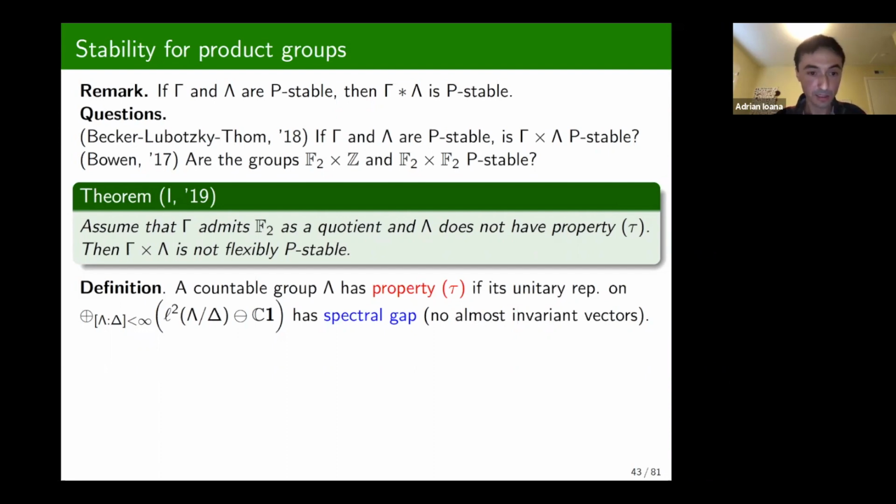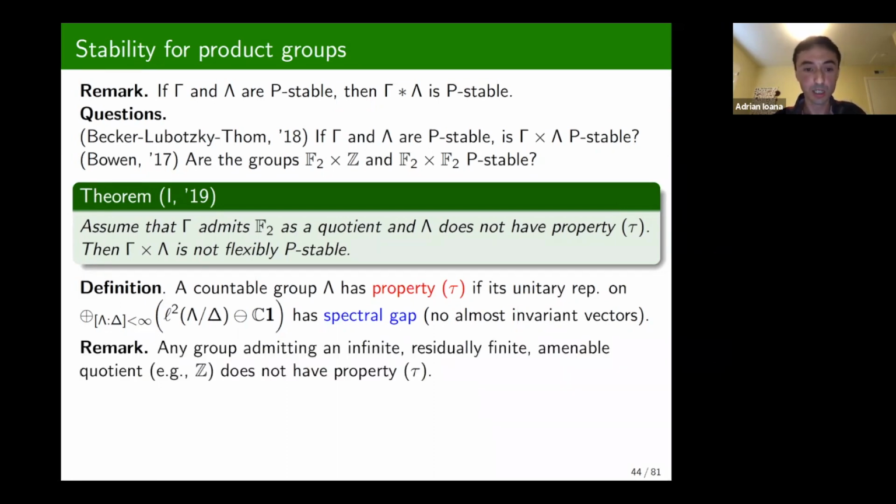I won't go more into property tau, there's a lot known about it, but the only thing I want to mention here is that any group that admits an infinite residually finite amenable quotient, just think of the integers, doesn't have property tau, because this is the condition that I need. So in particular, in the theorem, you can just restrict to saying that if gamma factors onto F2 and lambda factors onto the integers, then gamma times lambda is not flexibly p-stable.